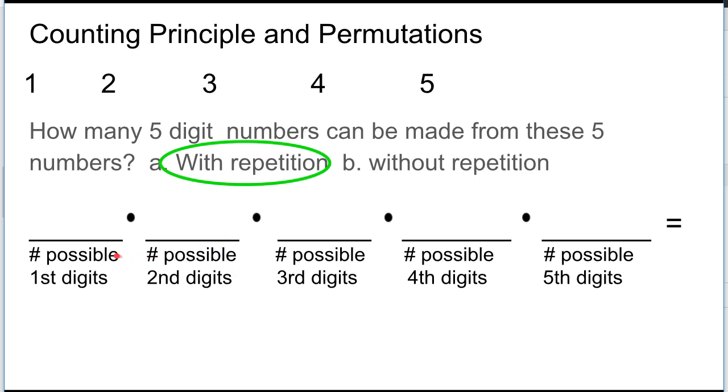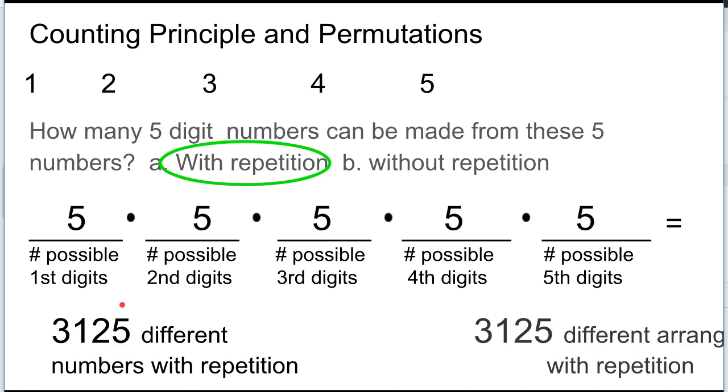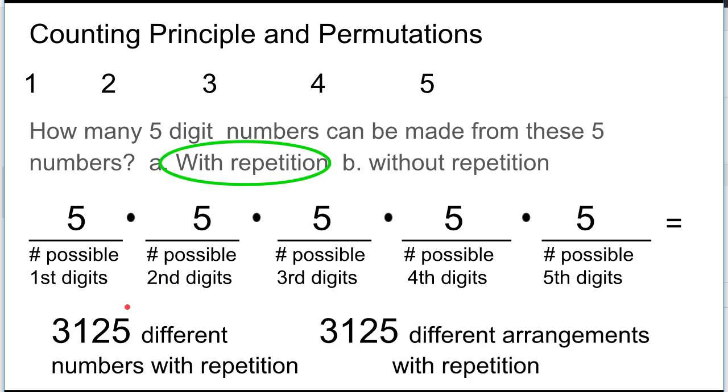Okay, hopefully you did that, and what you found, I'm hoping, is that in this first spot I could put 5 numbers, and then in the second spot 5 numbers, the third 5 numbers, the fourth 5 numbers, and the fifth 5 numbers. I'm allowed to repeat all these numbers. So what's 5 to the 5th power? It's going to be 3,125 different numbers, or arrangements, with repetition.